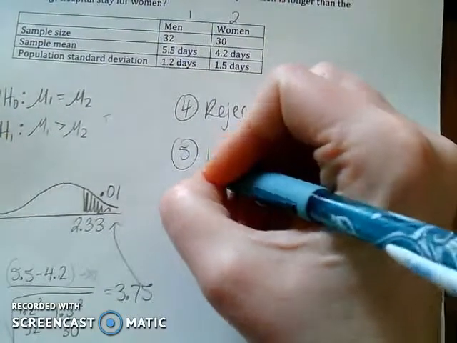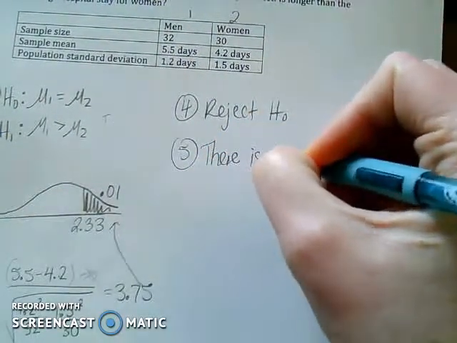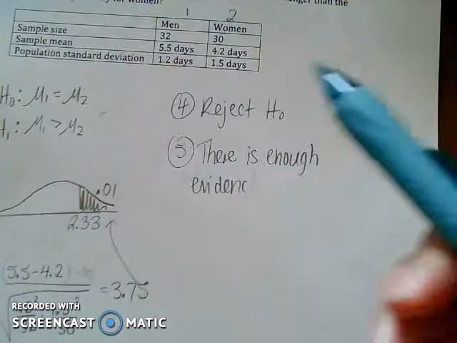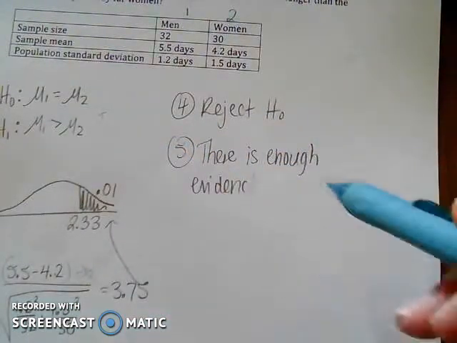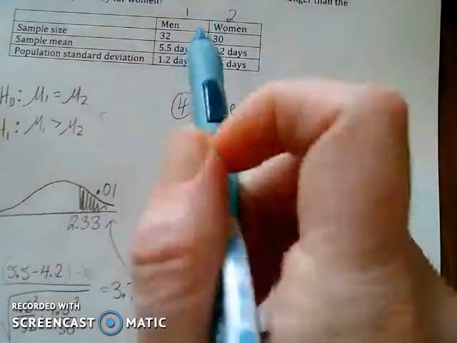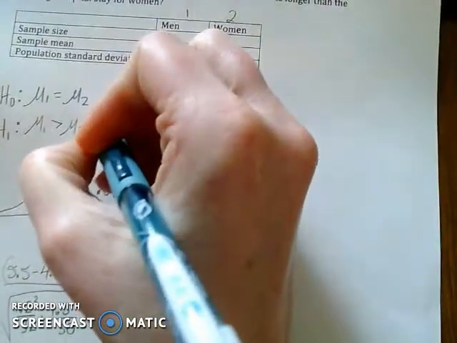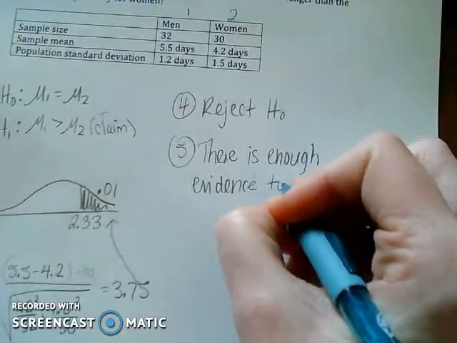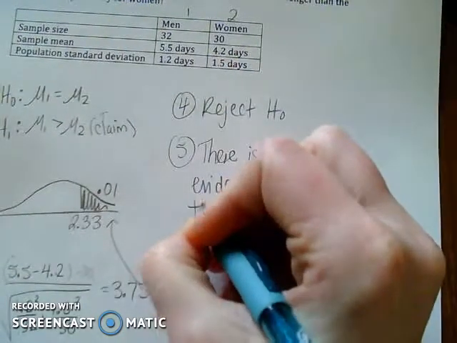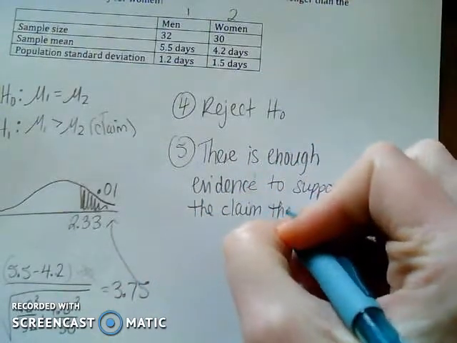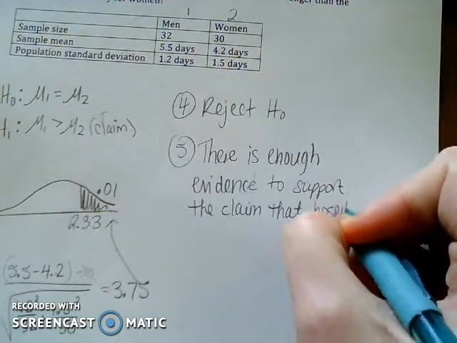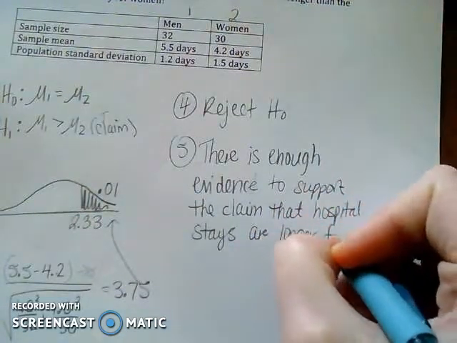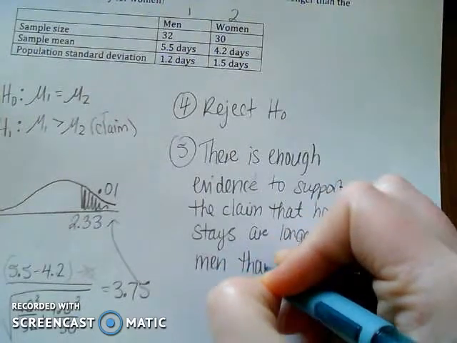So when I go to write step 5, I'm going to say there is enough evidence to support, oh, I didn't write a claim. So hopefully if you forget, once you start writing step 5, you'll remember to do the claim. So it doesn't say the word claim, and it's asking us if we conclude that men is longer than women. So that's going to be our claim. So there is enough evidence to support the claim that hospital stays are longer for men than women.